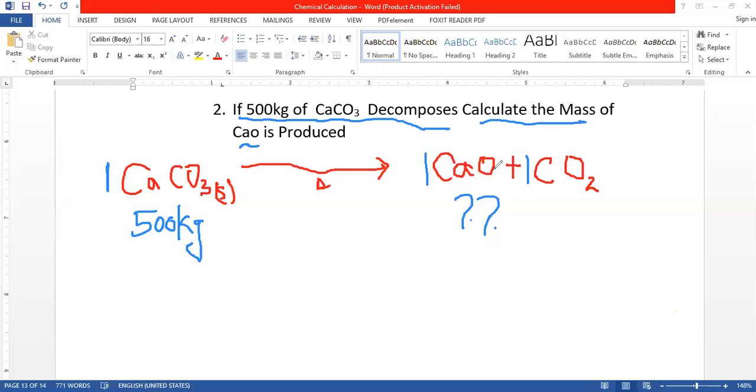Okay, listen now. If you look, this is the calcium carbonate, and look at the ratio between calcium carbonate and calcium oxide.